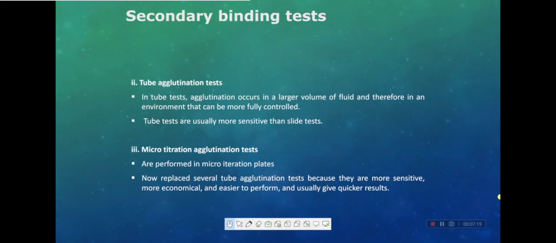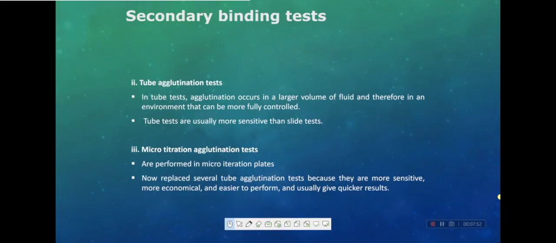Now talking about the tube agglutination test. In the tube test, agglutination occurs in a larger volume of fluid, and therefore in an environment that can be more fully controlled. So tube tests are usually more sensitive than the slide test, right? In this tube agglutination test, the serum is diluted serially, and then the antibody level is measured by adding a standard antigenic suspension.